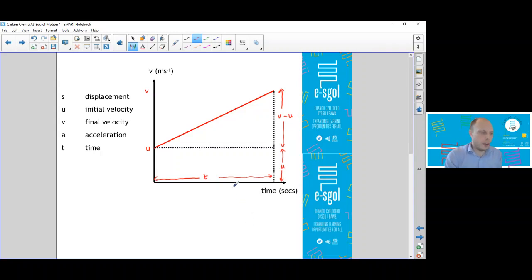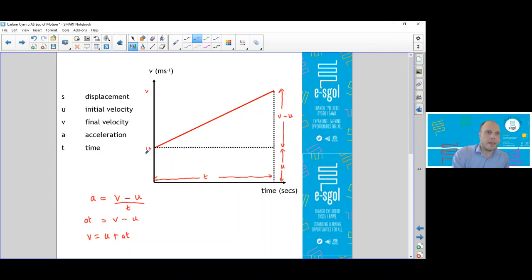Okay, if we look at the gradient first, because that is actually going to help us to do the area. So the gradient is the change in height divided by the width. The gradient gives us our acceleration. So acceleration is v minus u, the height of our triangle, divided by the width, which is t. If you rearrange that, bring t up and multiply, you get at equals v minus u. And then if you bring the u to the other side, you end up with v equals u plus at. So there's another equation of motion there, v equals u plus at, so that's 2 so far.